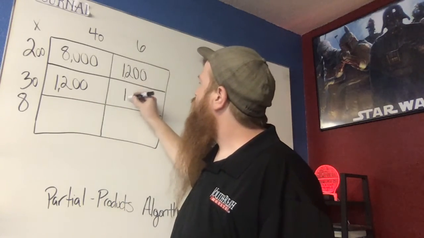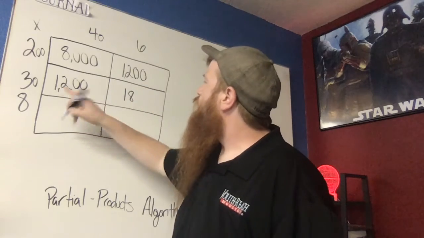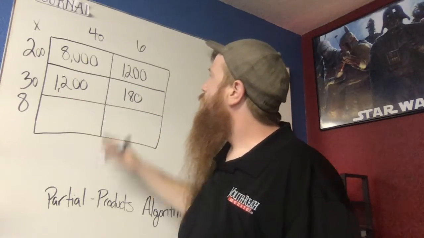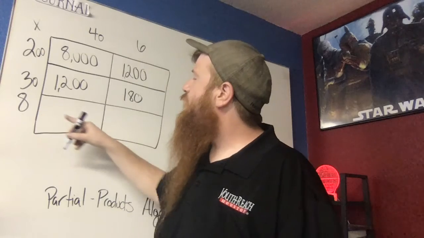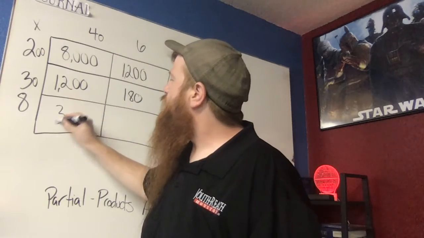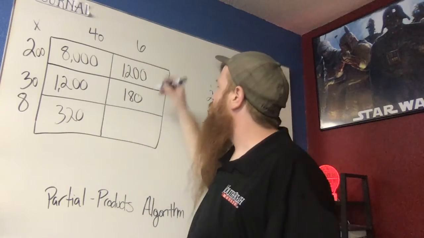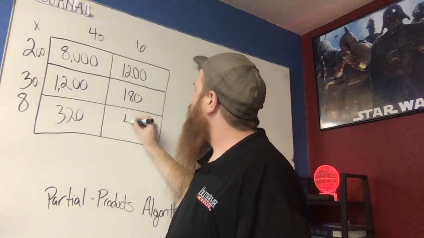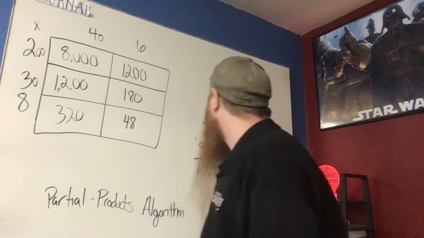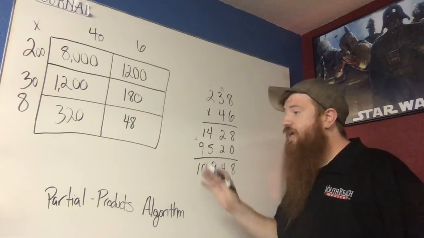6 times 3 is 18. And then we'll add in our 0. And then here we have 40 times 8. So 4 times 8 is 32. And add in that 0 there. And then lastly, we have 6 times 8, which is 48. And then we can add everything together.